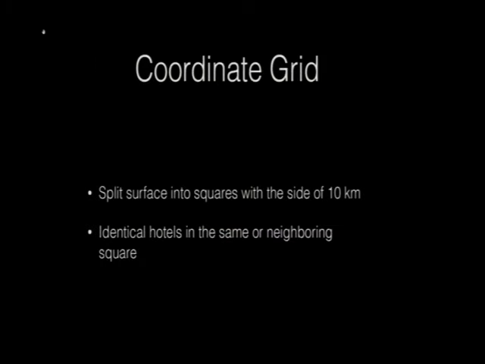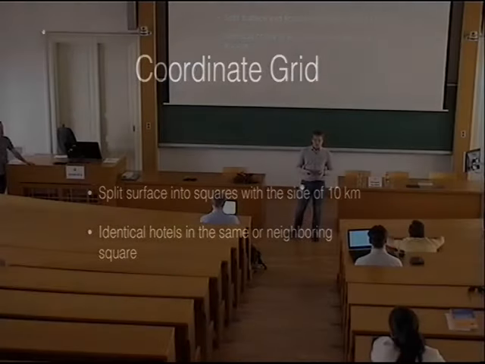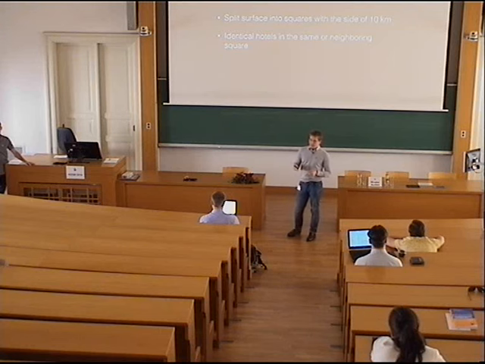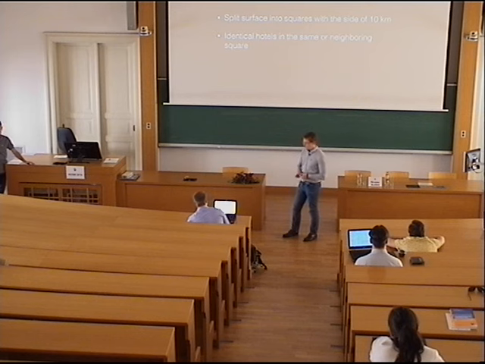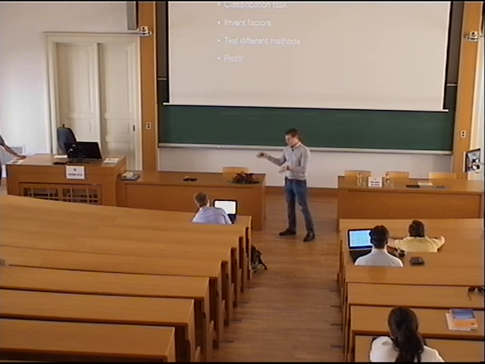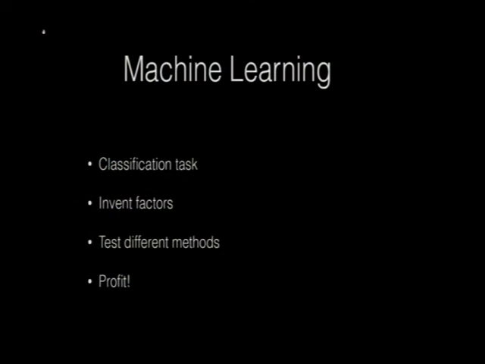But actually we have coordinates, and we came to the idea to split the surface into squares. Not very big squares, squares with a size of about 10 kilometers, and the idea is that two identical hotels are located in the same or adjacent squares. It drastically reduces the number of hypotheses. I think it's approximately linear in n, the number of hotels. And so let's move further to our machine learning. It's very easy. We have a classification task. Let's invent some factors, then tune the model, and everything will be okay.